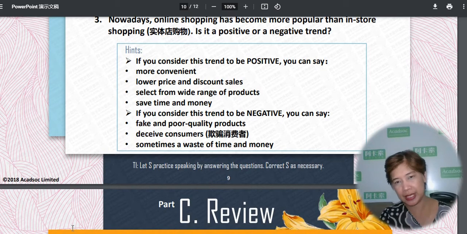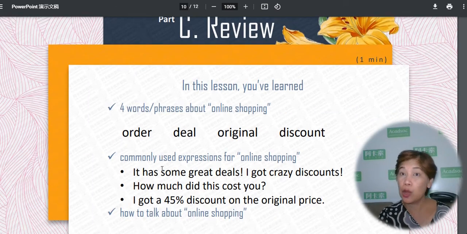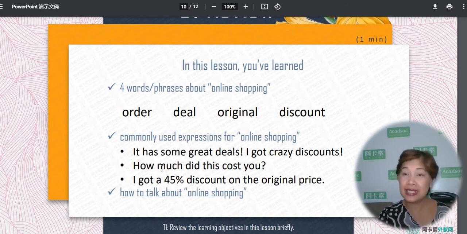And in the last part here, it's a review. So what I'm doing here, okay, in this lesson, these are the words that you have learned. Can you please read? So let the student read again. And also the common expressions used for online shopping. Just read it like that. And also in this lesson, you were able to learn how to talk about online shopping. Then the student is fine. She or he was able to read everything.